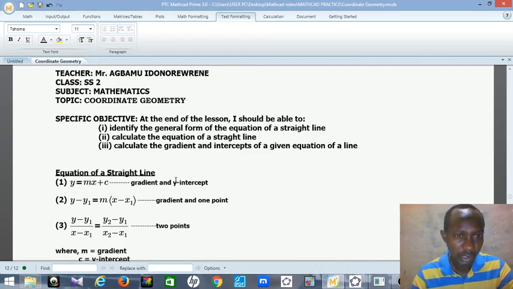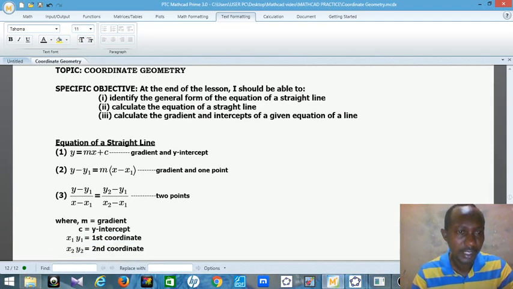Let me review what we did in our last class. In our last class, we derived three equations to calculate the equation of a straight line. If you could recall, this was the first equation I derived: to calculate the equation of a line, you should know the gradient and the y-intercept. If you know the gradient and the y-intercept, you can use this formula: y is equal to mx plus c, where m is the gradient and c is the y-intercept.